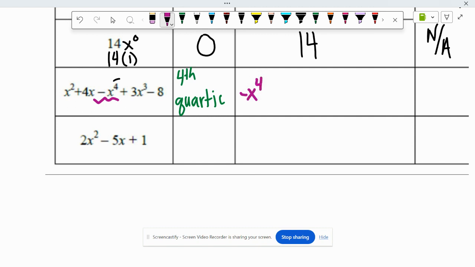Negative x to the power of 4. What comes next? Is there something that has an exponent of 3 on it? Plus 3x cubed. Is there something that has an exponent of 2 on it? Plus x squared. Degree 1: plus 4x minus 8.